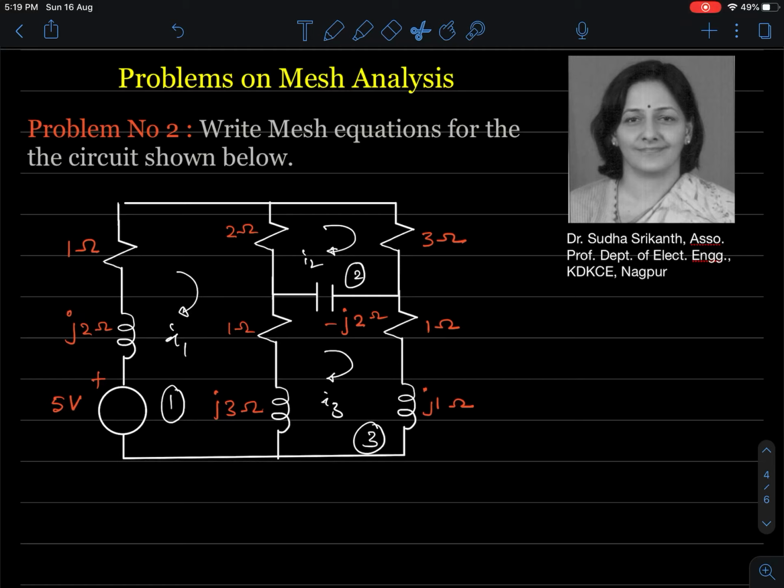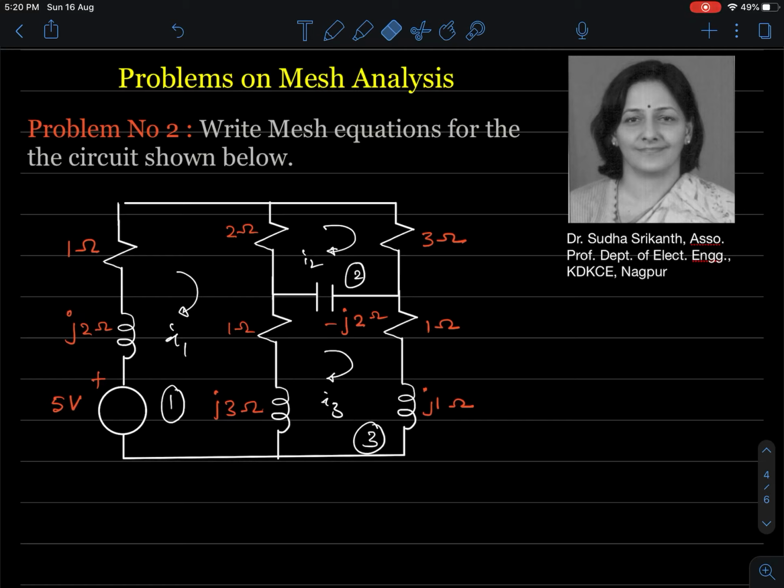Let us try to take one more problem on mesh analysis, which is in continuation with problem number 1, which was a very simple problem that we had taken up earlier. In my first video, I had taken up a simple, very elementary problem on mesh analysis. Now this is another simple one wherein we are expected to write mesh equations for the circuit shown in the figure below. Okay, that's how the problem goes.